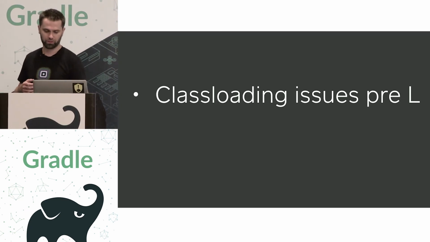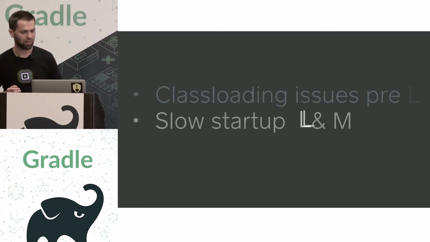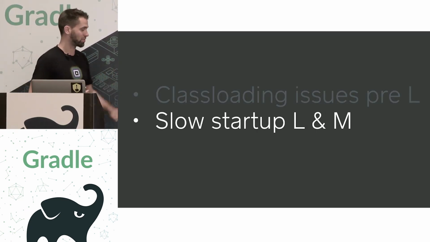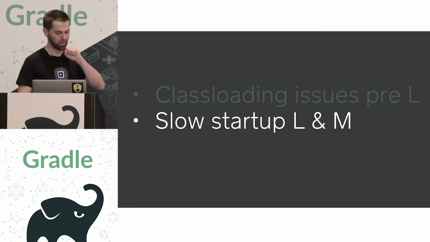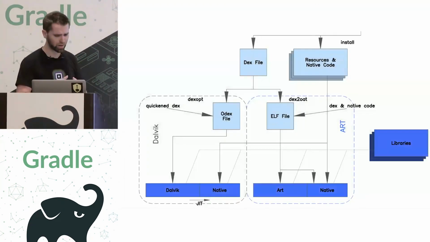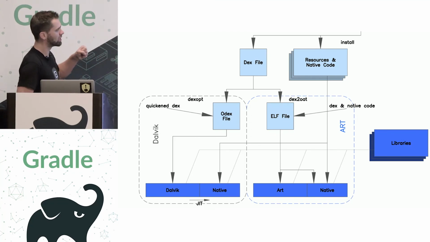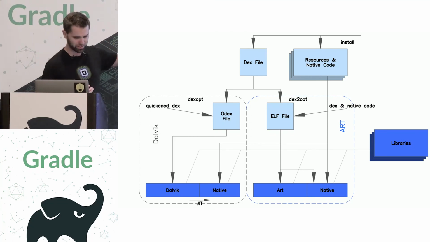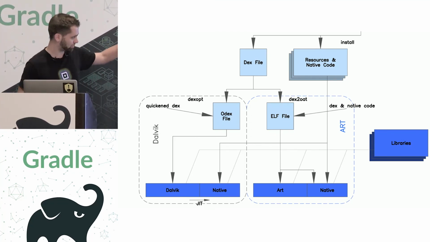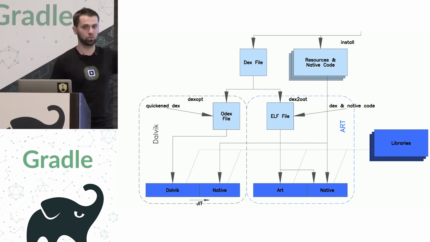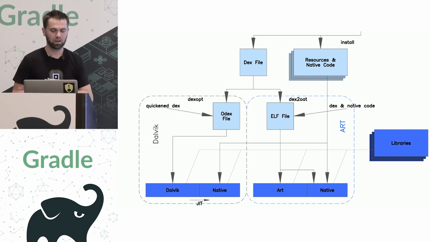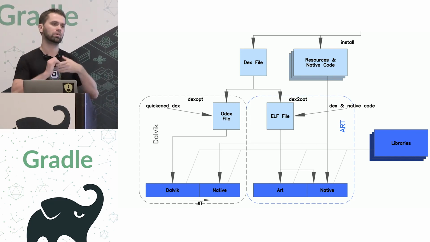So we were like, OK, I guess we'll just do on L and up. But then the other thing we hadn't realized was that on L and M, we had a slow startup. And here's why. When you install an application, when you have all of these Dex files, normally starting with Android L, they're compiled into ART code, right, into OAT files with Dex2OAT. And that happens on install.